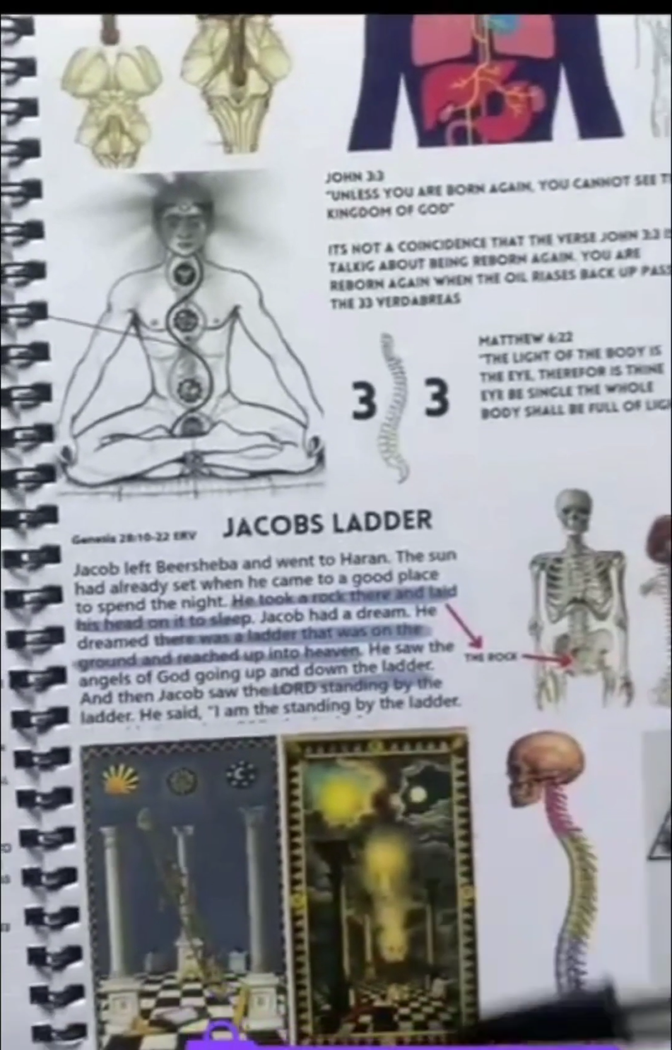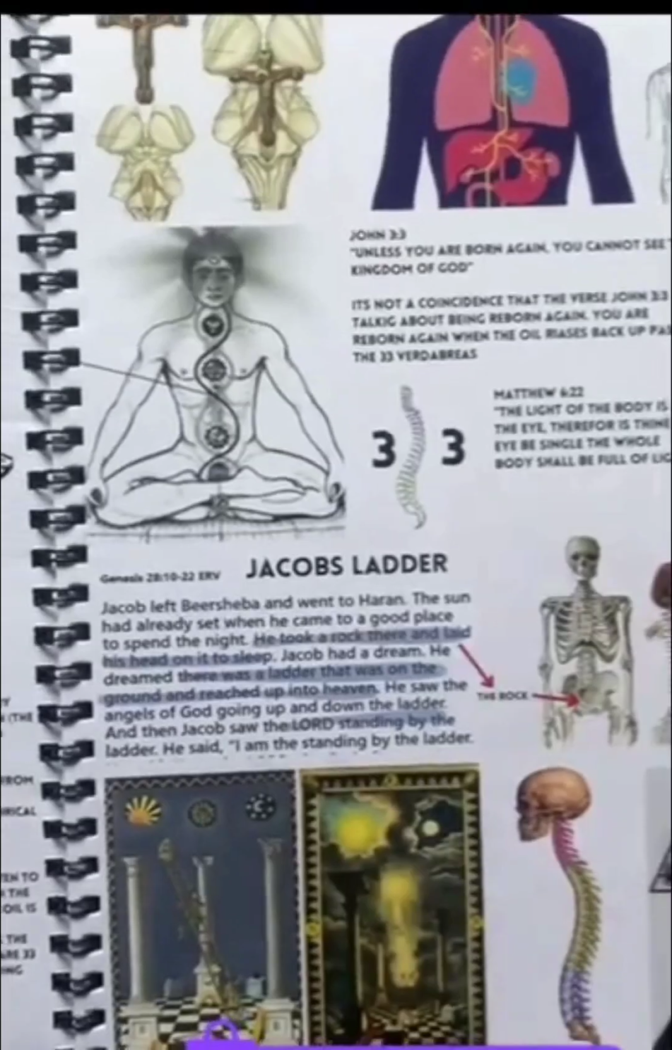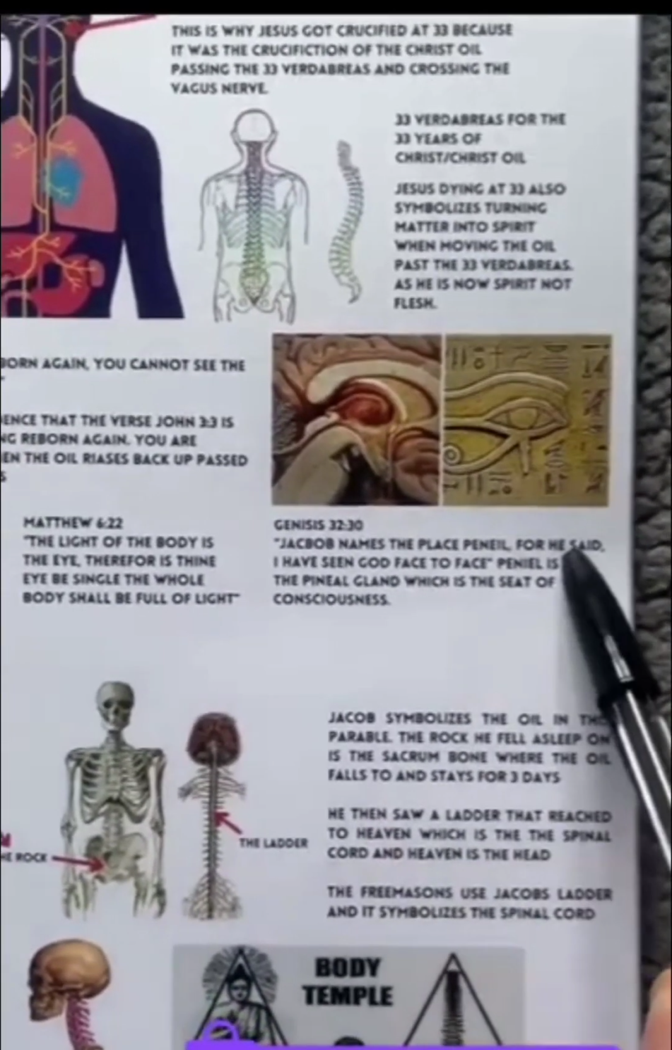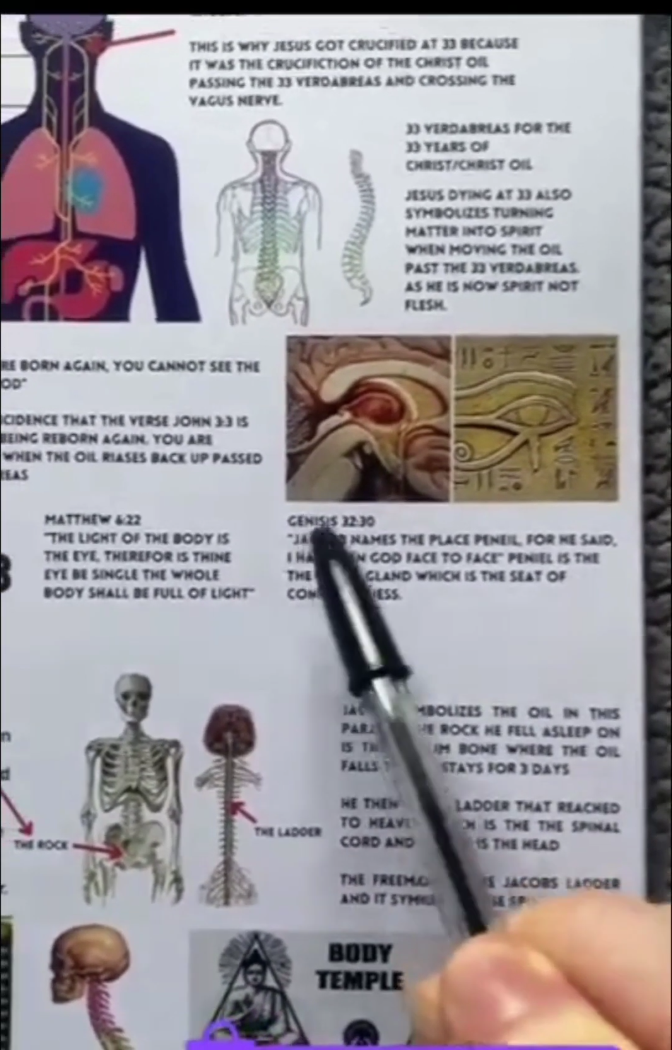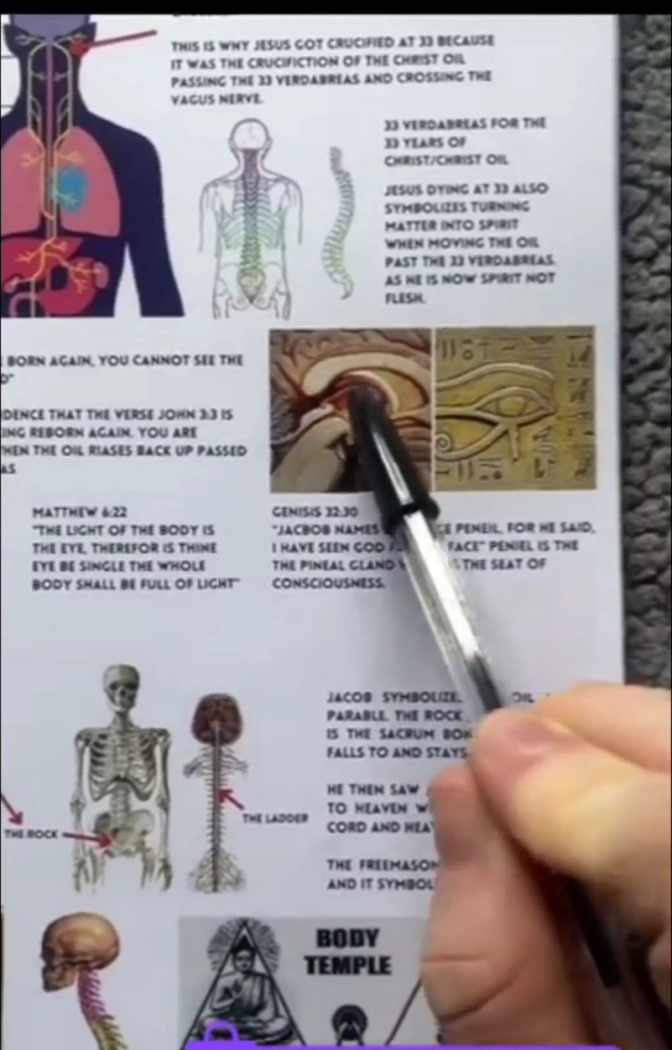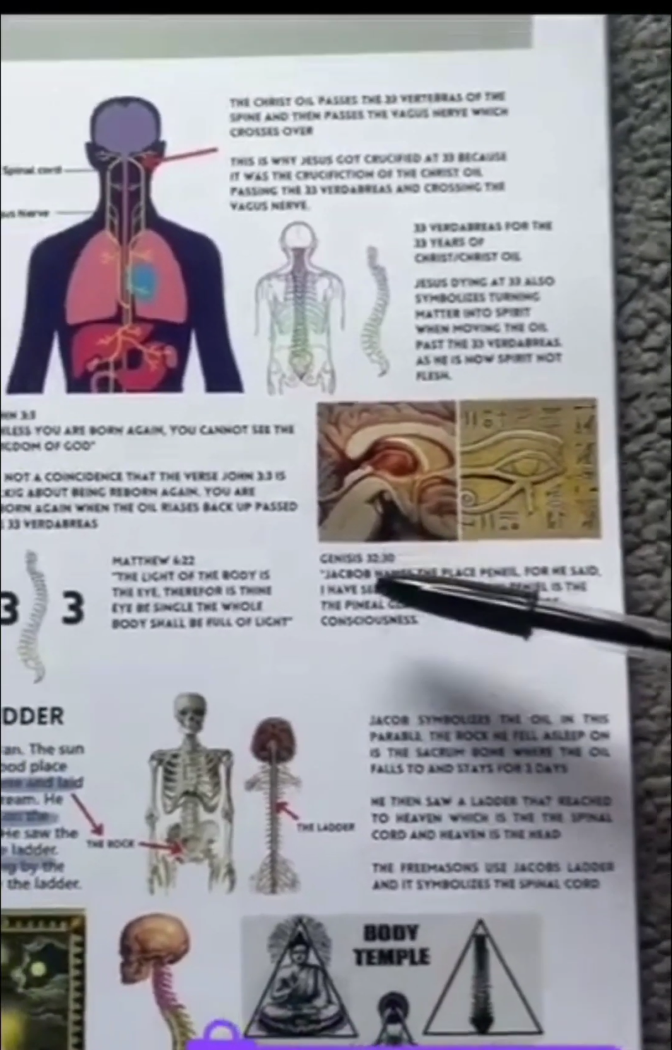It's also the stairway to heaven that Jacob saw in Genesis. Hence why he called the place Peniel, for I have seen God face to face in Genesis 32:30. Peniel is the pineal gland in the center of the brain, the seat of the mind.